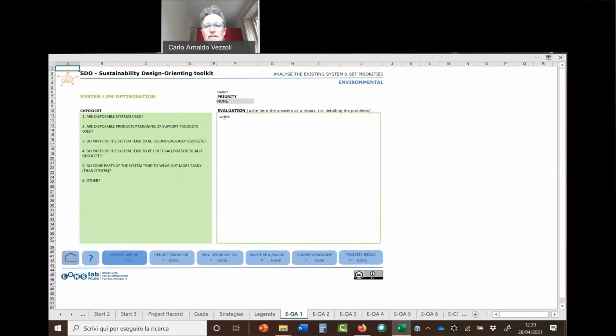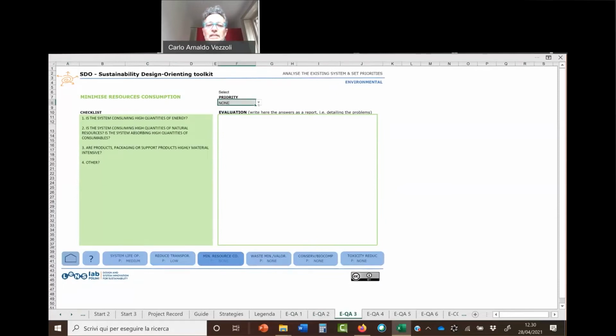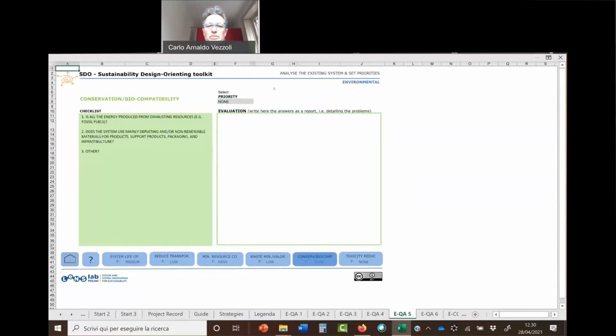When this is made, it will be possible for you to understand, for example, that system life optimization in your case was, compared to the others, of medium priority. Transportation was not that much of a concern. Resource reduction for the heating, for example, would be of high priority. Waste minimization maybe low priority. Conservation and biocompatibility, this indeed could be high priority.